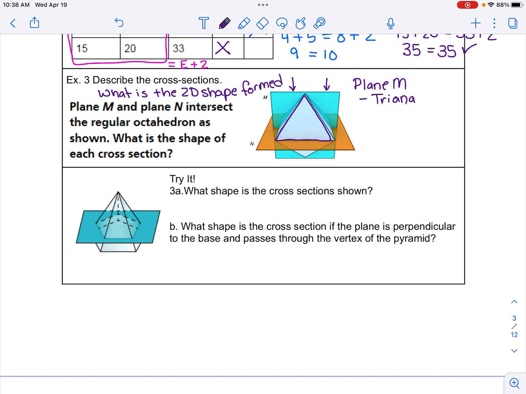It's what 2D shape do you see if you cut it? So not the whole shape, but what 2D surface would you see? Plane N, if we cut it horizontally, if you cut the top off and you look down at it, we would see a square. So you're looking for a 2D answer there.